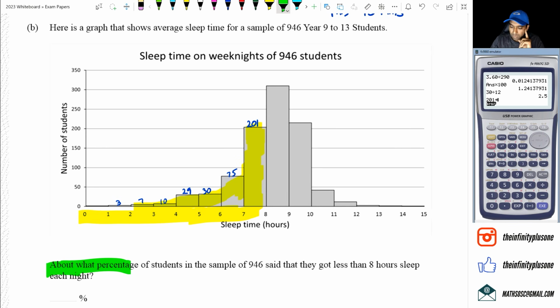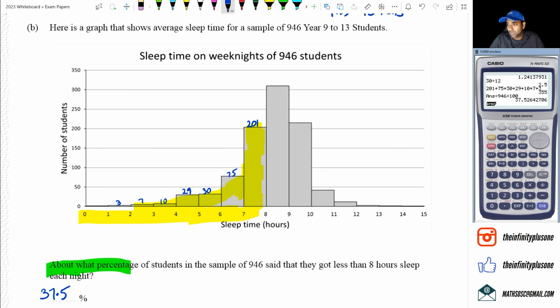So we got 201 plus 75 plus 30 plus 29 plus 10 plus 7 plus 3. That gives me about 355. Now we want a percentage of this from this sample. So we're going to take 355, divide it by 946, and multiply it by 100 to convert it into a percentage. So what we've got here is roughly 37.5%.